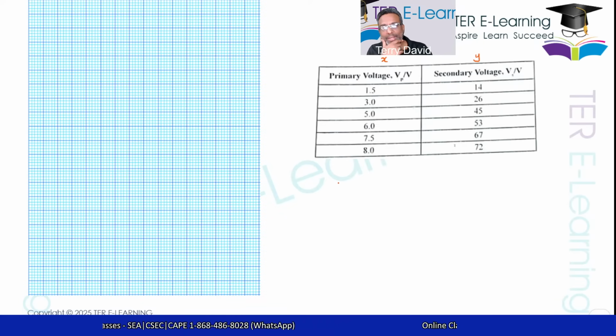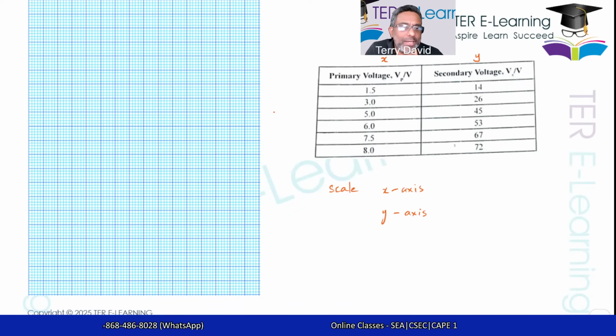Firstly, you're going to get marks for selecting a scale. You're going to get marks for that. So we need to select a scale on the X-axis. We need to select a scale on the Y-axis. You are getting marks for this. So you're going to choose a scale that allows you to maximize your graph paper. So first of all, on the X-axis, you have primary voltage. So you're looking at the smallest value, which is 1.5, and the largest value is 8 here.